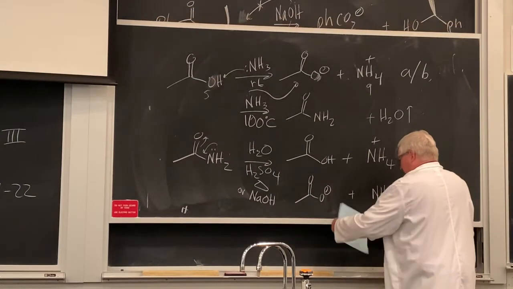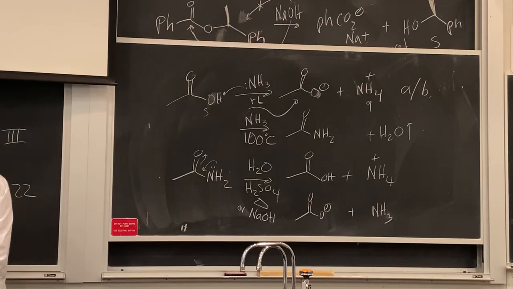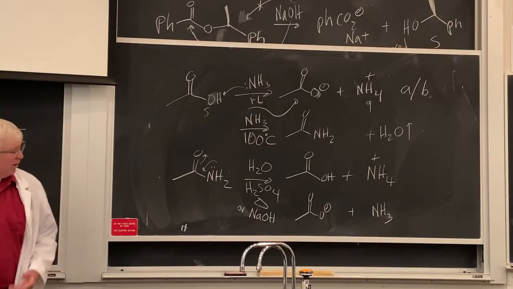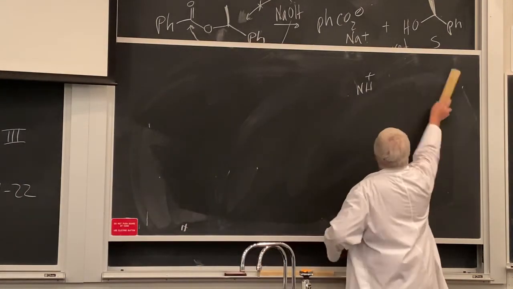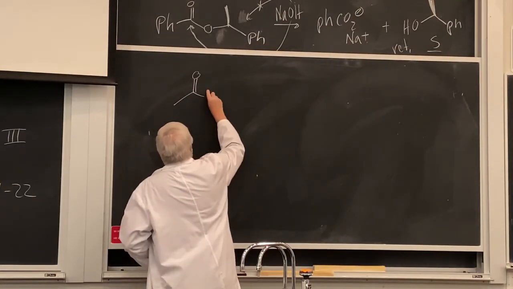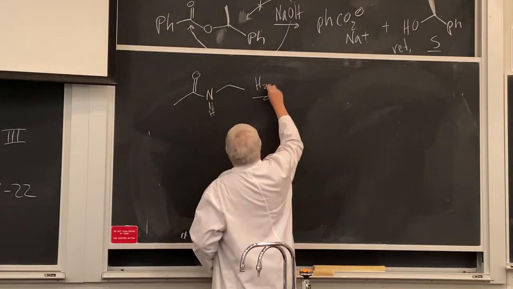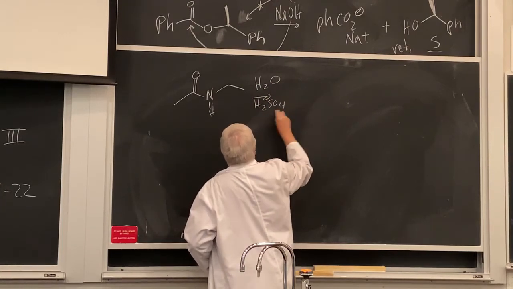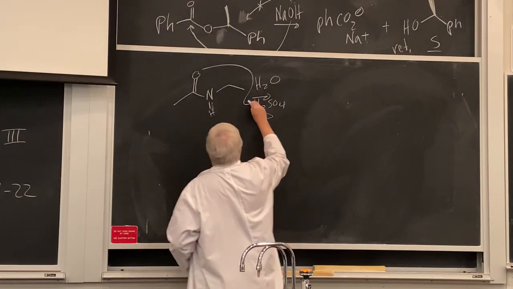So let's do the mechanism of a couple of them here, and let's see what we need to get out of that. Which one should we do first? How about acid? Acid-mediated amide hydrolysis. And how about if we do an N-ethyl amide? So water, sulfuric acid, and heat, in order to get this to go. So what are we going to do here? Yep, protonate the carbonyl.